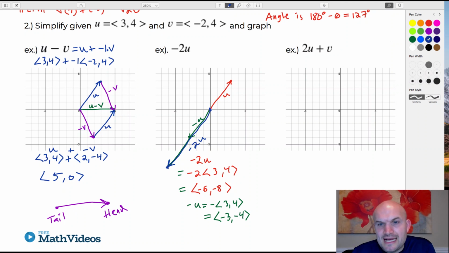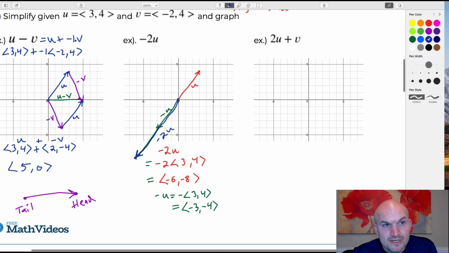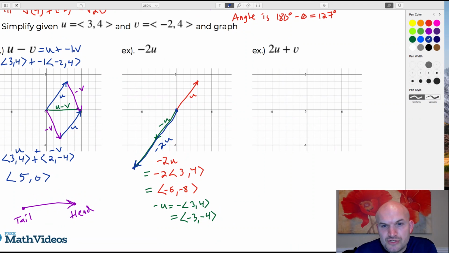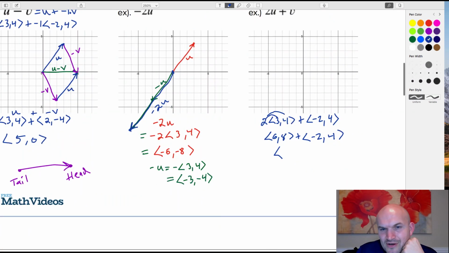All right, so let's do this last one here. Let's try to do this one a little bit quicker now. Hopefully you got a general idea. So in this case, I have 2u plus v. The first thing I want to do is figure out what u is, which is 3 comma 4, and then plus v, which is negative 2 comma 4. Now I can distribute. So I get 6 comma 8 plus negative 2 comma 4. And again, I chose some numbers that are going to go off of the grid, but that's okay. When I add these together, I get 4 comma 12.